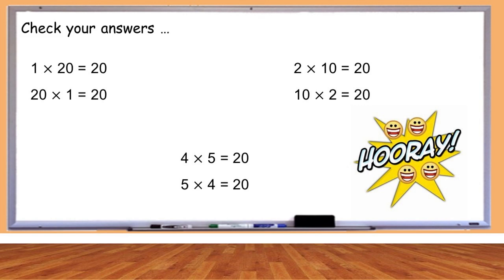Is there another pair you could have written? I heard someone shouting it out. We could have also written 5 rows with 4 corns in each row, 5 multiplied by 4 is equal to 20, and 4 rows with 5 corns in each row, 4 multiplied by 5 is equal to 20.